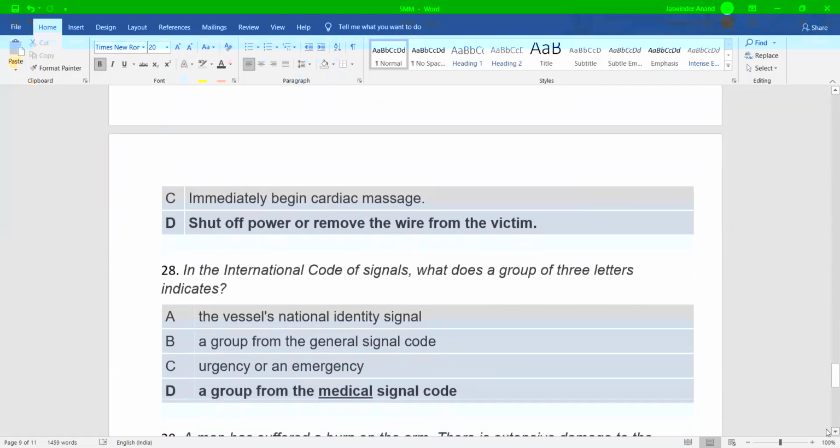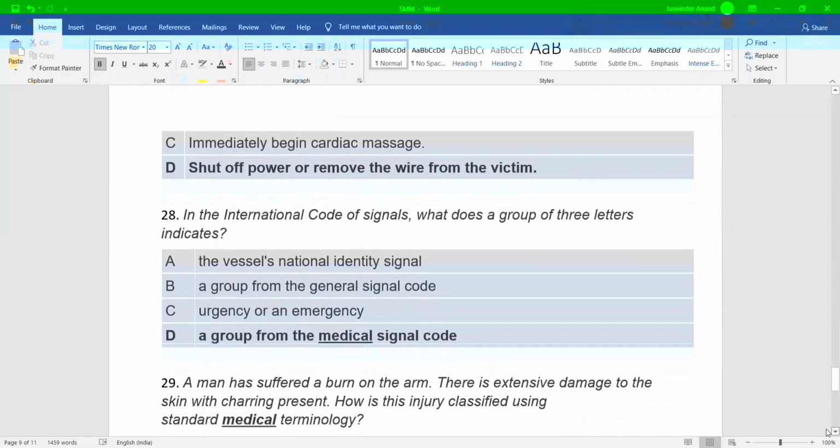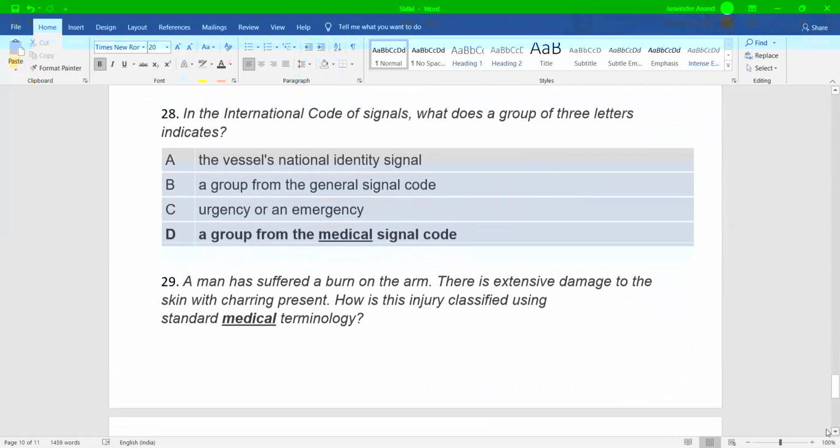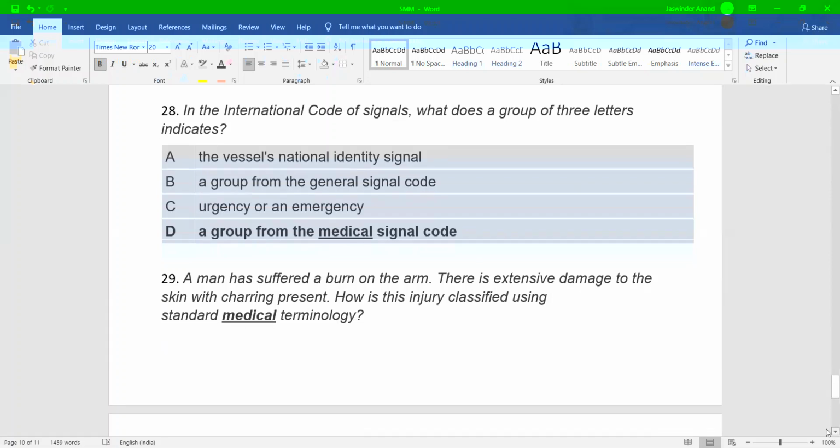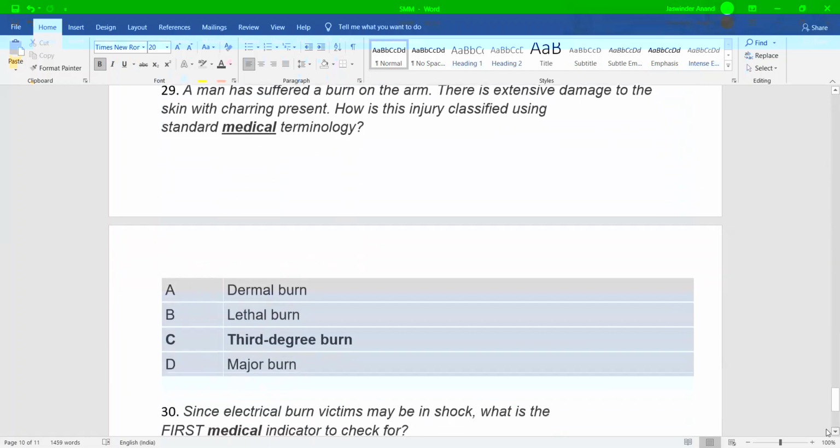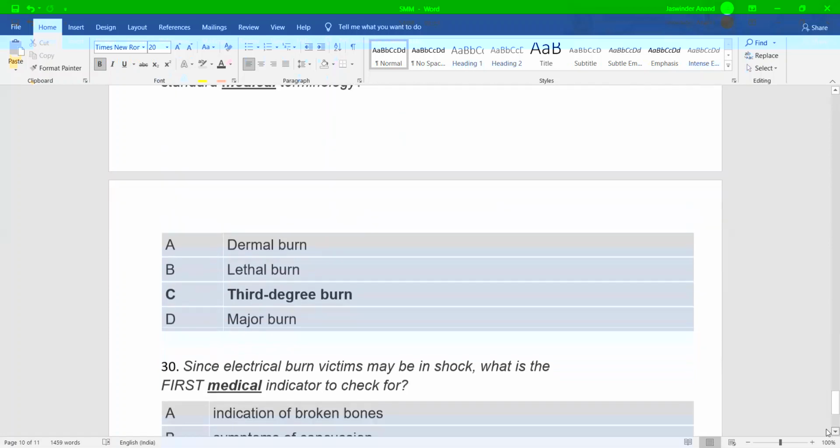Question 28. In the International Code of Signals, what does a group of 3 letters indicate? Well, a group of 3 letters will indicate medical signal code. Question number 29. A man has suffered a burn on the arm. There is extensive damage to the skin with tearing present. How is the injury classified using standard medical terminology? The answer is it's a third degree burn. Like in medical terms, you will say third degree burn.